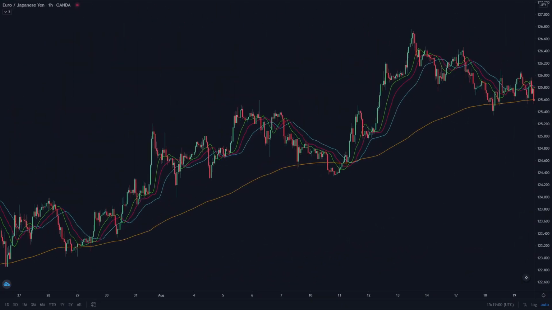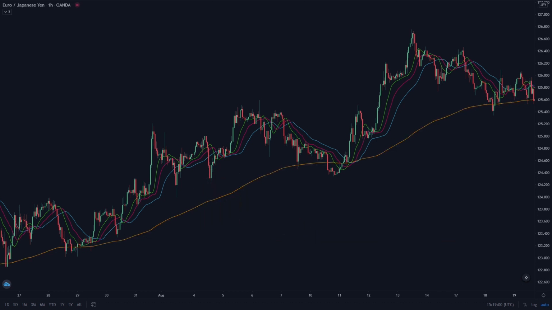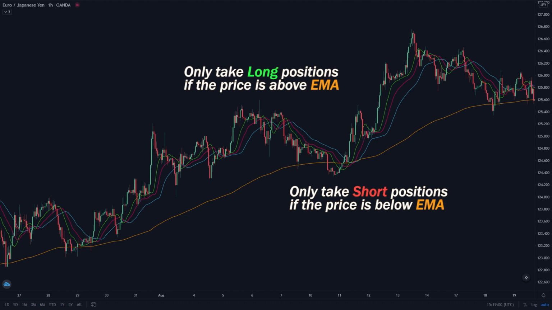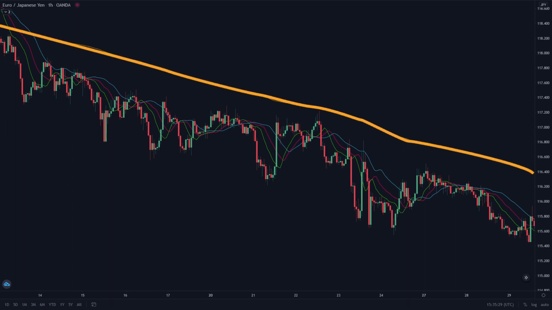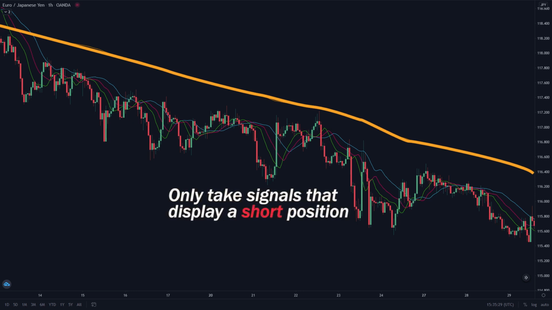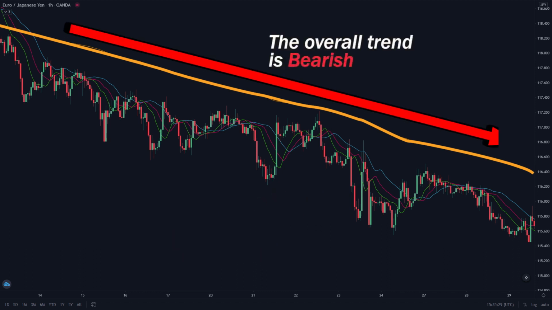Another way you can utilize the Williams Alligator is by combining it with another indicator. I found it works best with the 200 EMA because it shows the overall trend of the market. The way you trade this indicator combination is by only taking long positions if the price is above the 200 EMA and only taking short positions if the price is below the EMA. For example, you can see here that the price is below the EMA line, and because it's below, we are only taking signals that display a short position. Signals that display a long position would be ignored, because remember, the overall trend is bearish.